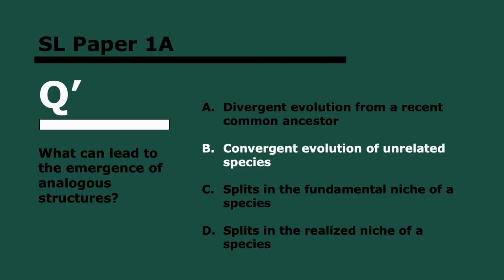That way, even if you're not sure of the answer, you can make an educated guess. So C and D are referring to a niche. That's ecosystems, that's ecology. That has nothing to do with evolution and analogous structures, so they don't make any sense. And then in terms of A and B, which one is it?